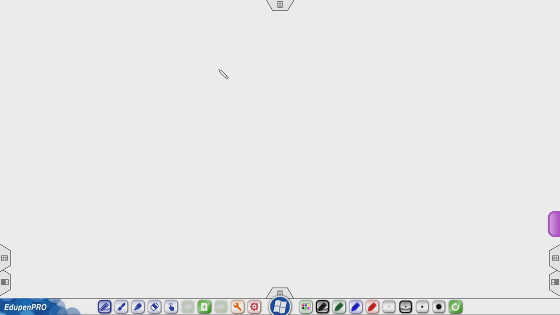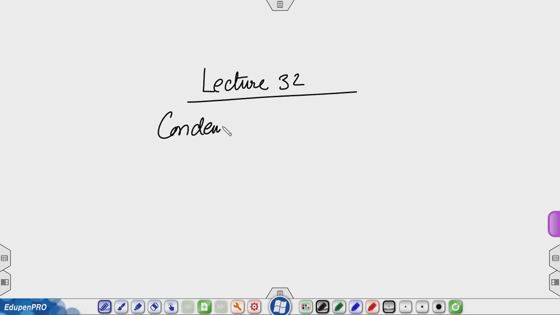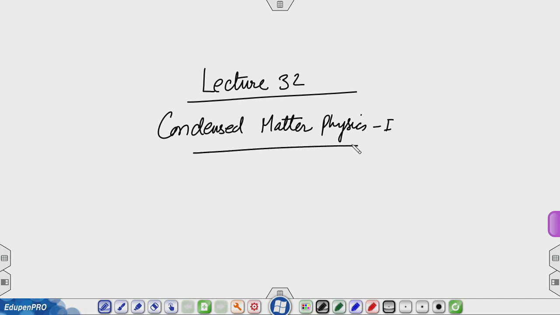This is lecture 32 of Condensed Matter Physics 1. And we are going to start today looking at electrons in a solid again, but more rigorously.